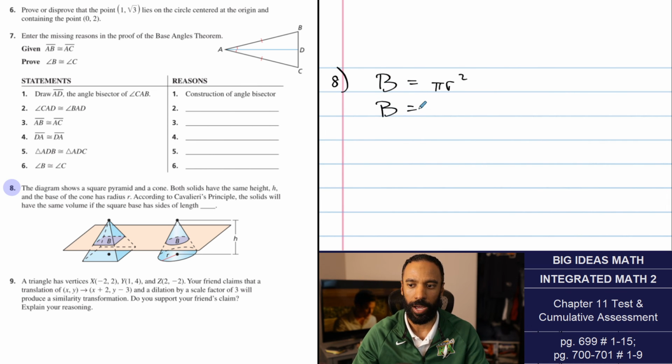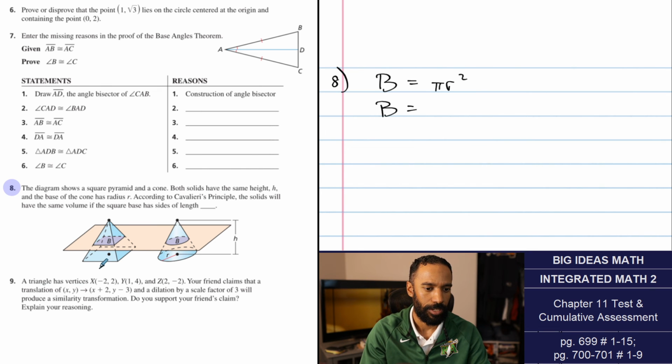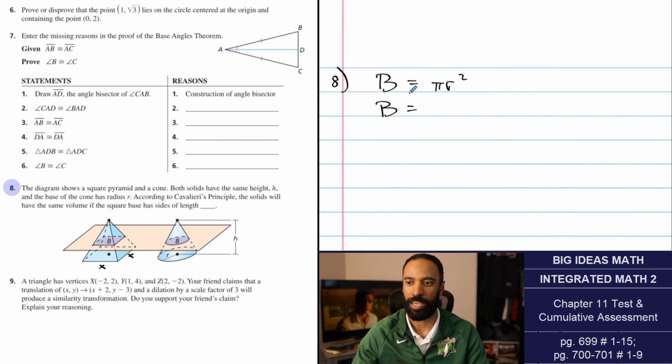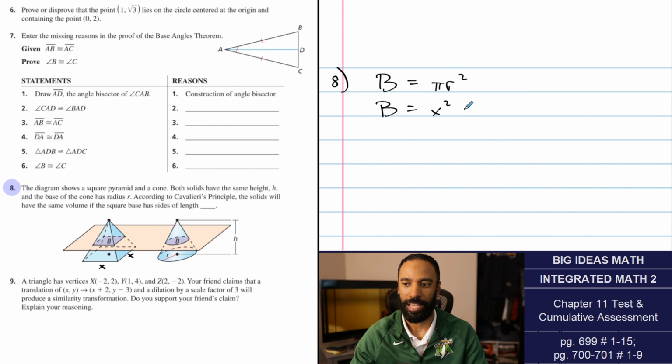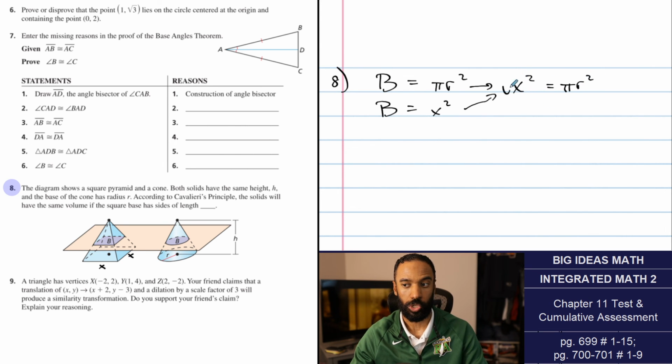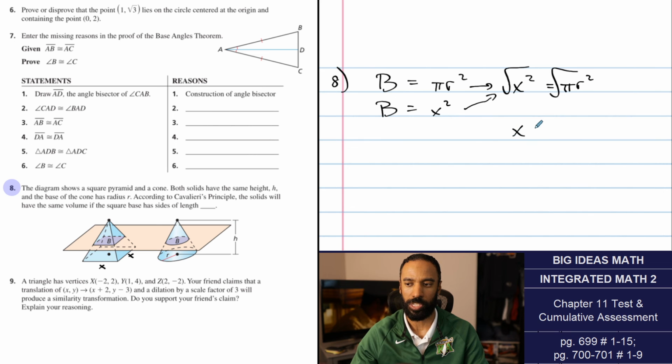The base of the other one, if I call it x, because I just need to find some length of it, this is also x. So the area of the base of the other one is x squared. I need x squared to equal pi r squared, which means if I take the square root of both sides, I get the length of a single side. X will equal the square root of pi r squared, which is equal to r times the square root of pi.